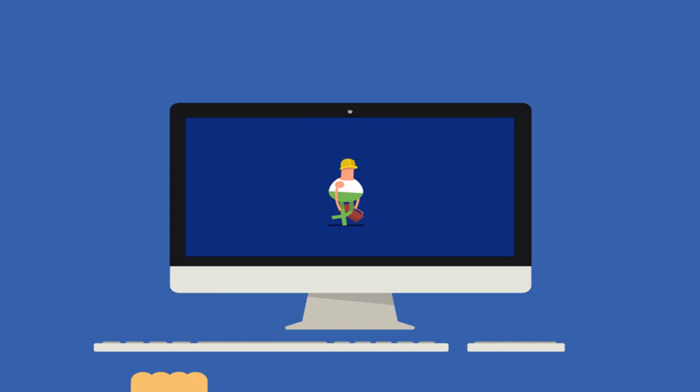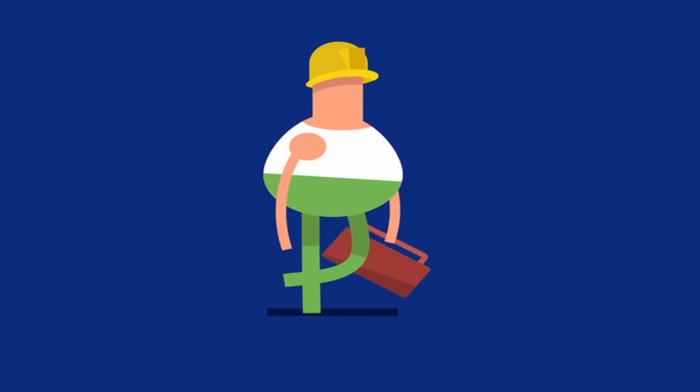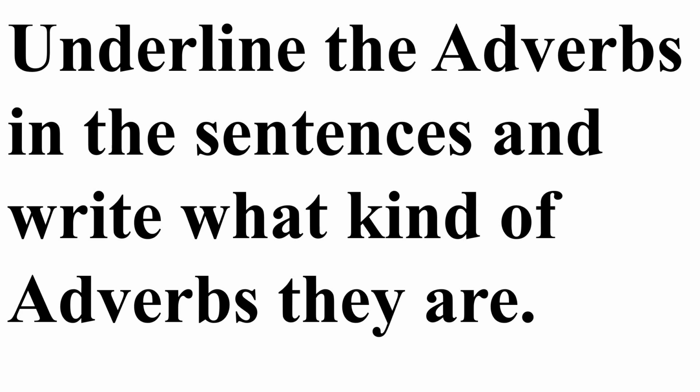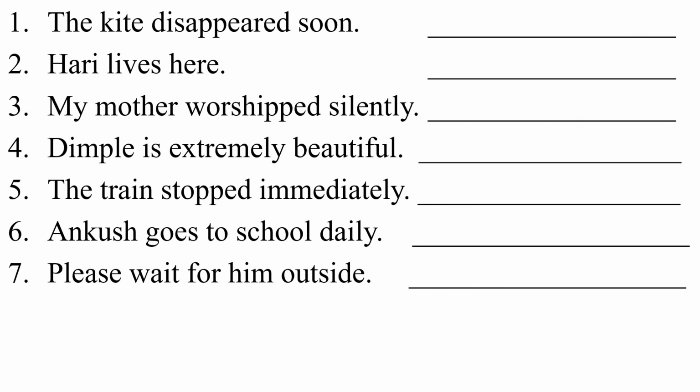For making it clear, अब हम move करेंगे अपने exercise की ओर. The question is, underline the adverbs in the sentences and write what kinds of adverbs they are. सबसे पहले आप adverbs को underline करेंगे, फिर आप लिखेंगे कि वो adverb का कौन सा kind है. जैसे, the first is the kite disappeared soon. Which word is adverb in this sentence? Create a question by using when. आपको जो आंसर मिलेगा वही होगा adverb.